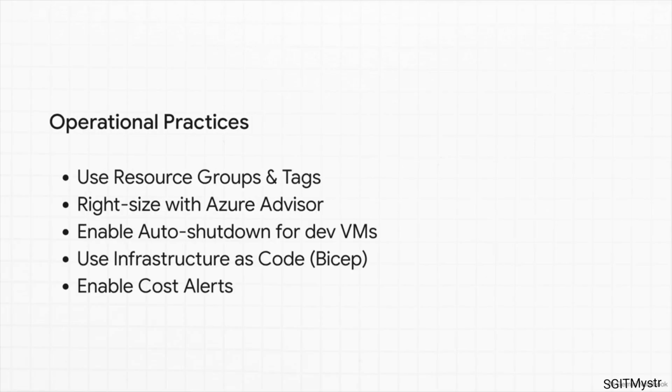To ensure you're actually hitting those 5 pillars, this 2026 guide outlines several crucial architectural best practices. You should always use resource groups and tags so you know exactly who owns what and exactly where your money is going. Use Azure Advisor to right-size your resources. Seriously, don't pay for a massive VM if a tiny one will get the job done. Enable auto shutdown for your development VMs so you aren't literally burning cash over the weekend. Always use infrastructure as code, and please, enable cost alerts before you get a nasty surprise bill at the end of the month.